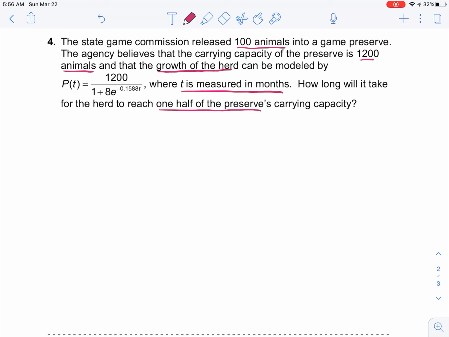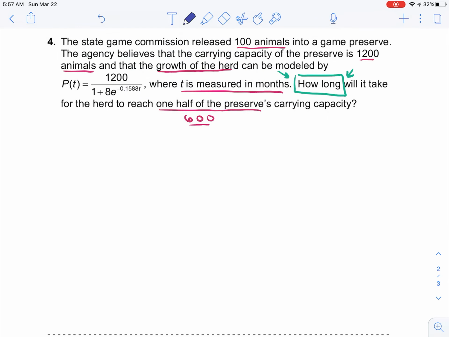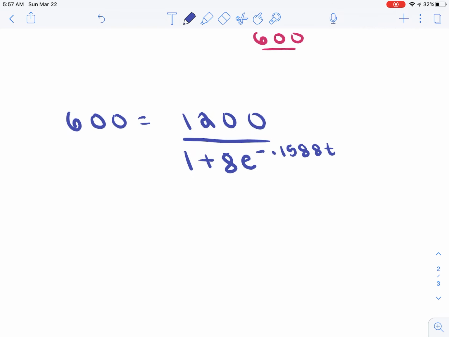Well, we were told the carrying capacity is 1,200, so 1/2 of 1,200 is going to be 600. So that's the number that we're going to want to fill in, and we're trying to find how long it takes. This is what we want to find. So that means we're solving for T. So what I'm going to do is sub in this 600 for the P of T, because that's what we want this to equal. And then we need to solve for T.